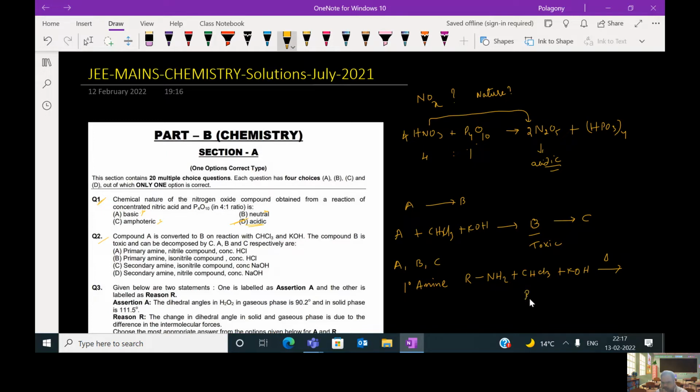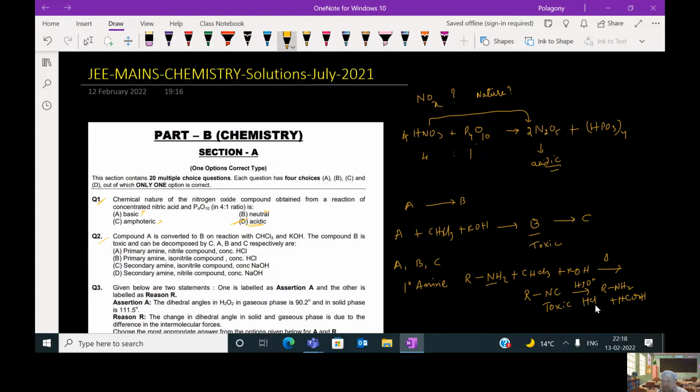When chloroform and KOH react with this primary amine, we get the compound RNC, isocyanide. The primary amine changes into an isonitrile compound, which is toxic, an obnoxious compound. Since this isonitrile is toxic, it can be neutralized in acidic medium, with aqueous solution of HCl. Then we can get the amine again, RNH2, plus C, formic acid.